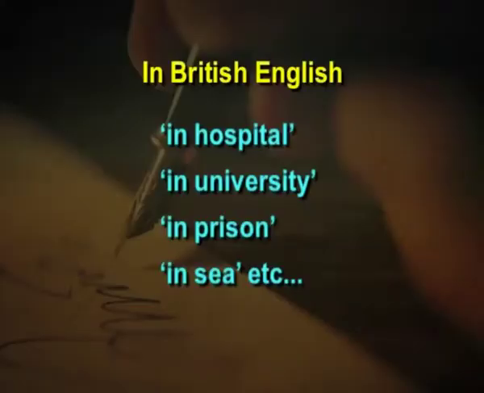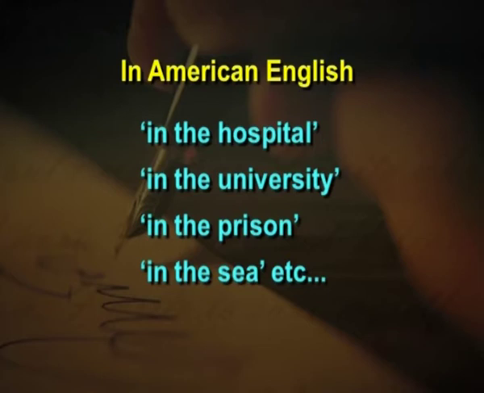Now coming to the use of the definite article, the. In British English, institutional nouns like in hospital, in university, in prison, in sea, etc. do not take a definite article in front of them. Whereas in American English, the is required, as in the hospital, in the university, in the prison, in the sea, etc. So there is a usage of a definite article with institutional nouns.